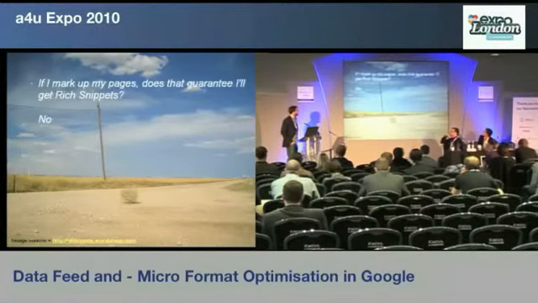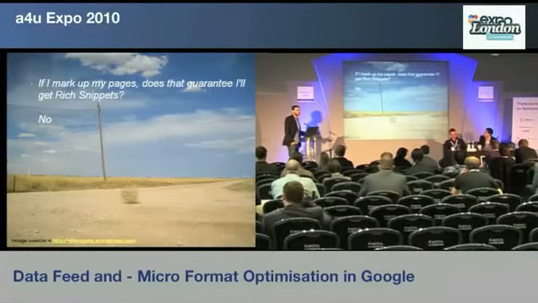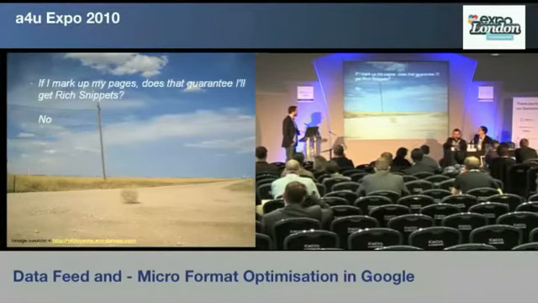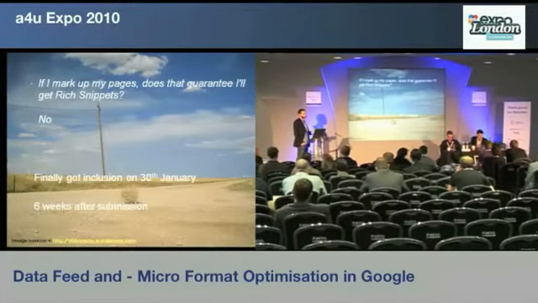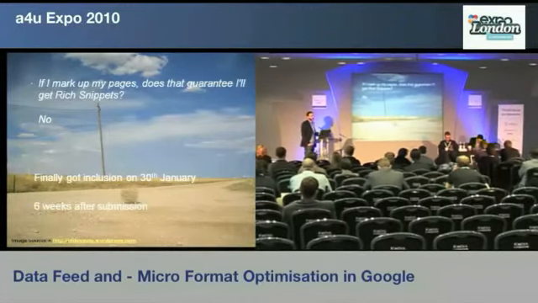And it's even more frustrating, they have words like this within their documentation. So they say, if I mark up my pages, does that guarantee I'll get rich snippets? So having gone through this process, you still might not get included anyway. So we sat there for quite a long time wondering what was going on. We finally got included on the 30th of January, so that was 6 weeks after submission. So throughout that process, we tried to get in touch with Google via Google Webmaster Tools, various other techniques we have of getting hold of Google. Basically, we got stonewalled. We didn't hear anything from them.